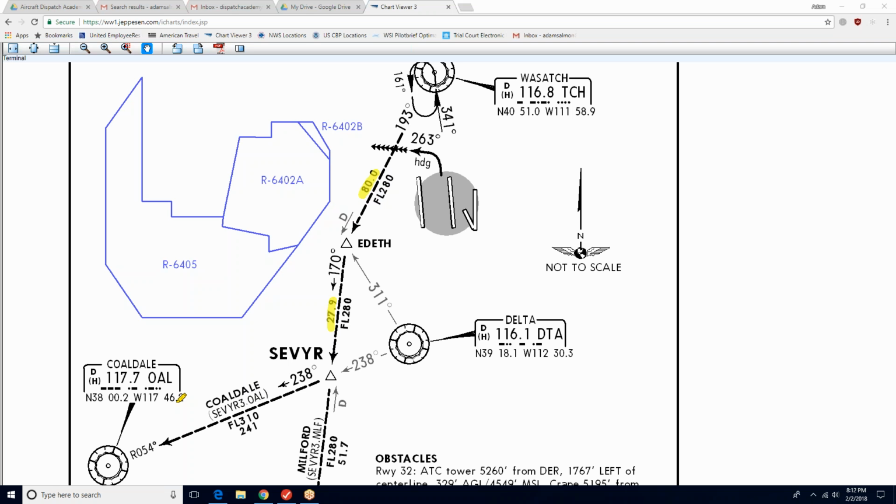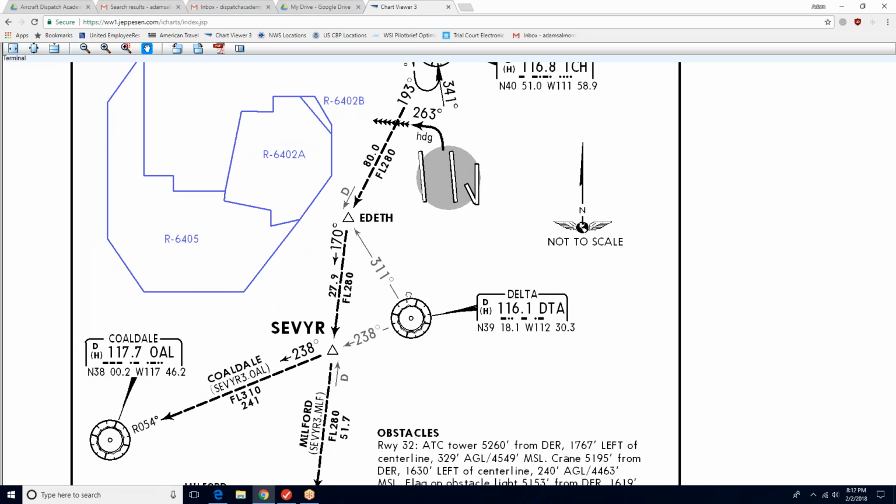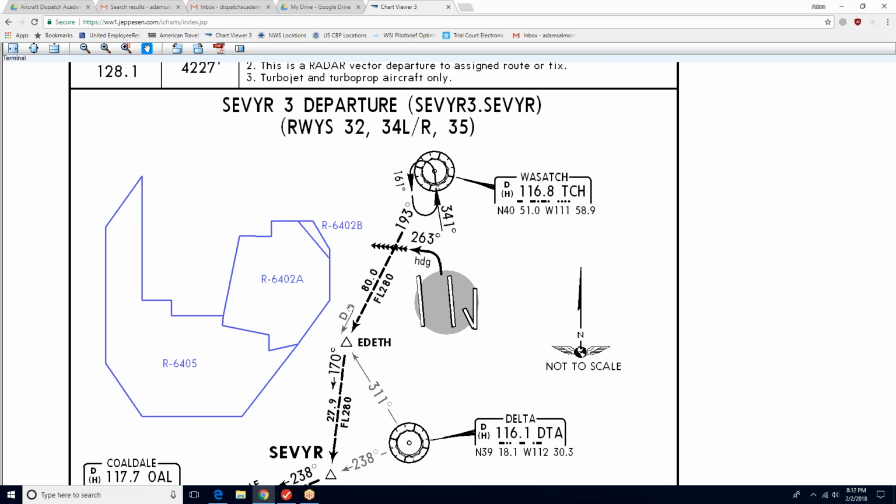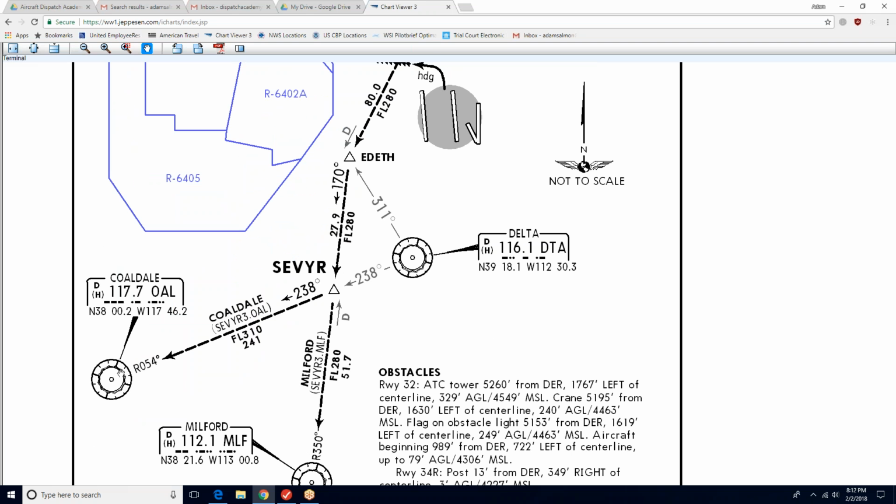And then a STAR is simply the exact opposite of a SID. It pretty much looks exactly the same. The only difference is you're doing it backwards. So if we were flying from Oakland to Salt Lake, now this is a SID on this one, but let's just pretend this is a STAR. It looks just the same anyway. Let's pretend that this is the Severe 3 arrival instead of departure. You would come in on the Coaldale VOR, coming in this way, and you would do it exactly backwards.